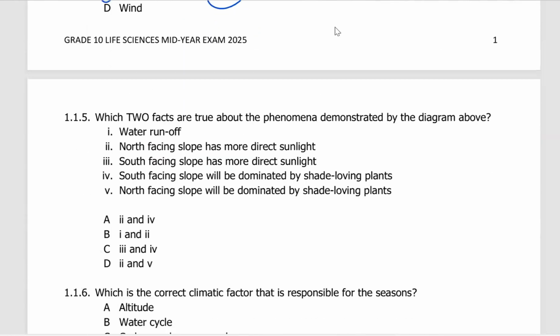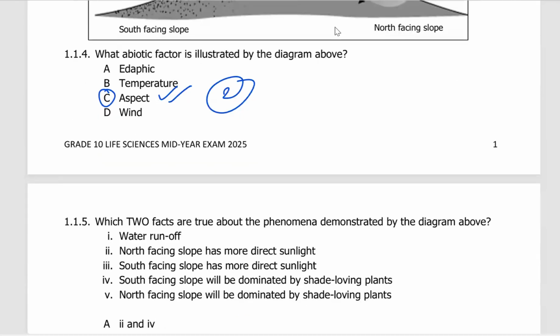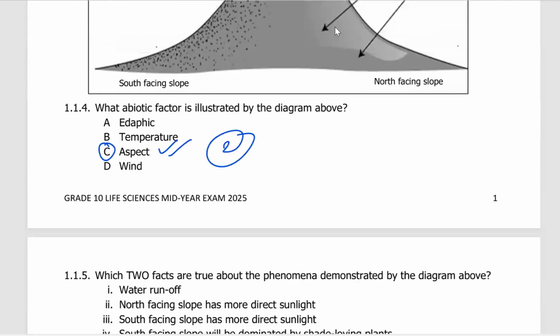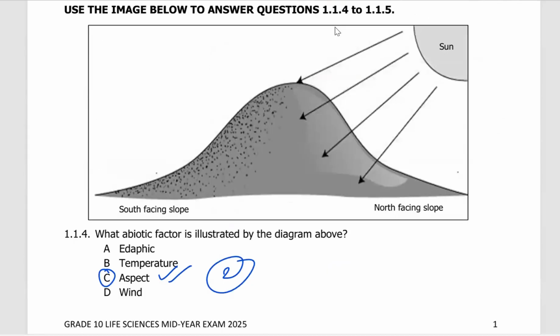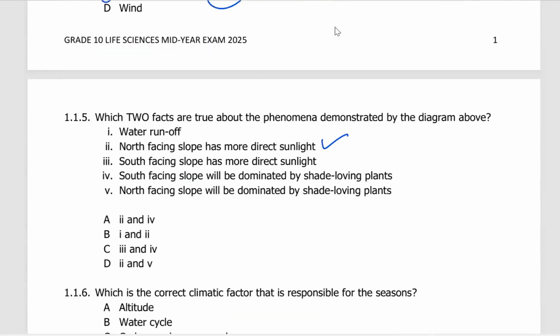And they're saying, which 2 statements are true about the phenomenon demonstrated by the diagram above? Let me see. Water runoff. North-facing slope has more direct sun. Yes, north-facing slope, okay. That looks to be correct, because they're saying this is the north-facing slope and this is the south-facing slope. So this side has more direct sunlight, so it looks more visible.